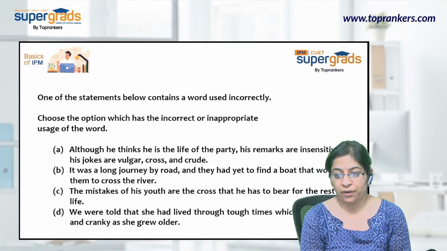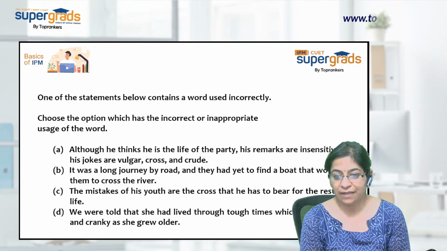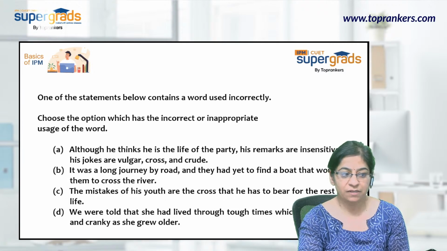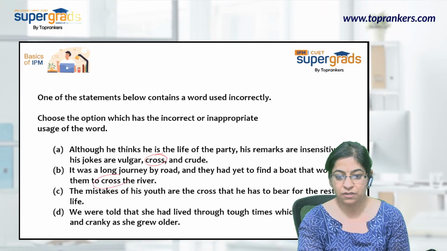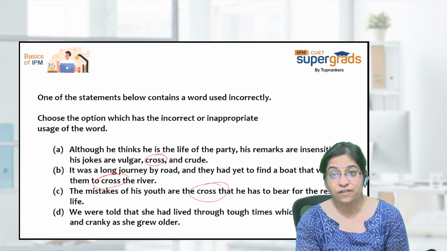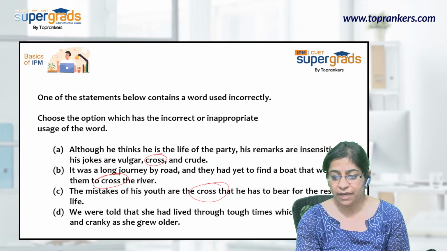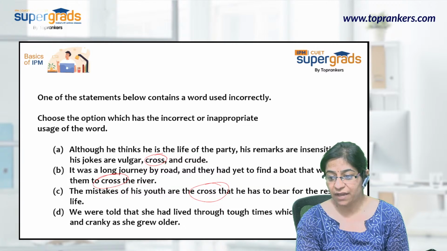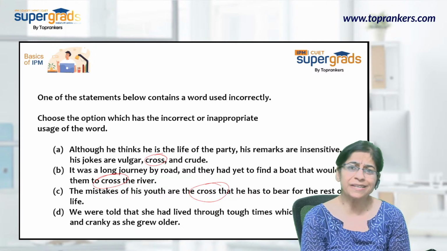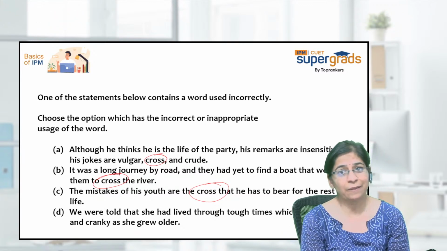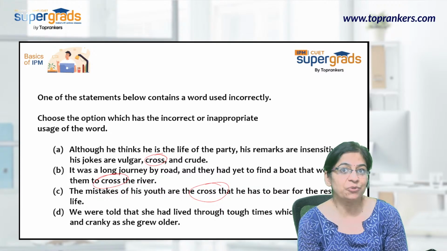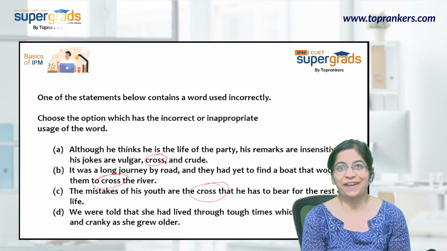It was a long journey by road, and they had yet to find a boat that would help them to cross the river. So I guess the word that's getting repeated is the word cross. So it was written here and it's written here. The mistakes of his youth are the cross that he has to bear for the rest of his life. We were told that she had to live through tough times, which made her cross and cranky. So do you see the word cross is getting repeated in all the four sentences? That means the usage in one of the sentences is wrong and we need to identify it. Now, they don't ask you to correct it. That's a good part. You just need to identify the wrong part here.